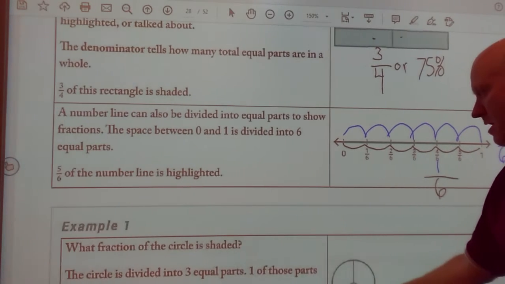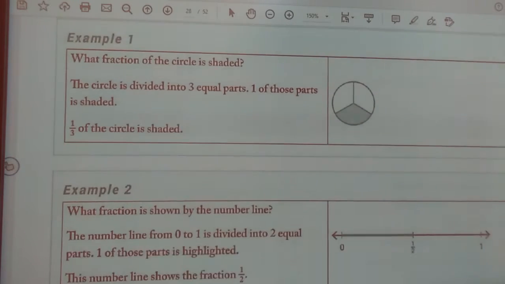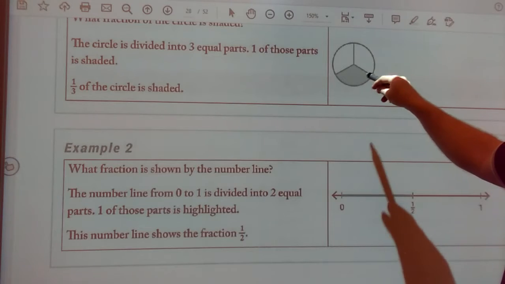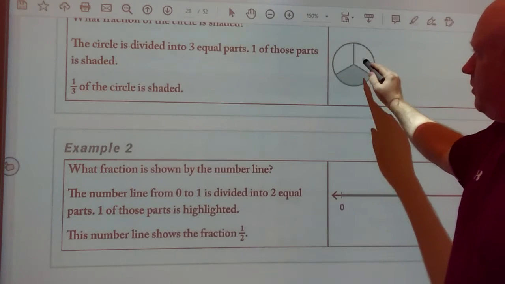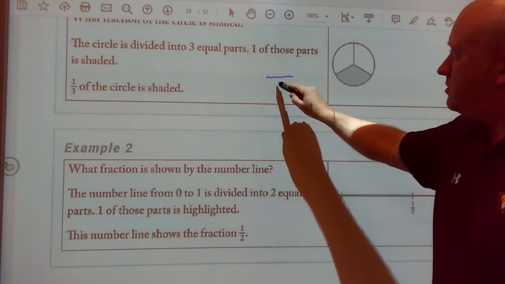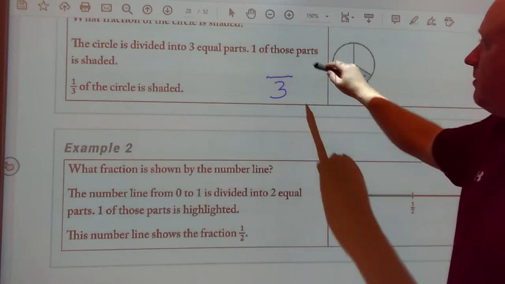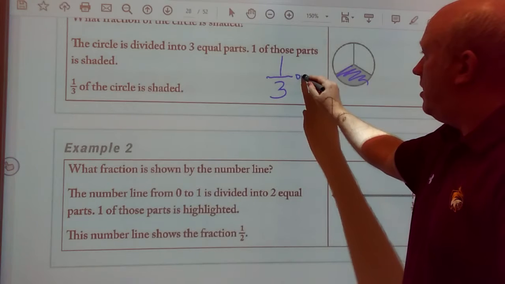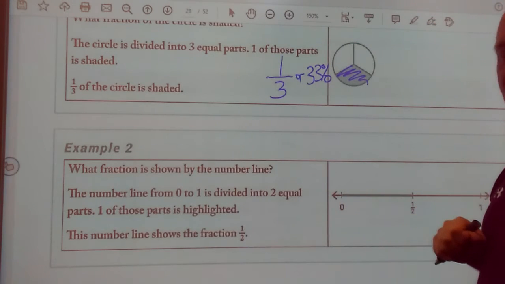Now, we can also use another shape, a circle. We can do a fraction of a circle. We draw the circle into 3 equal parts. Okay, 1, 2, 3. So my bottom number is going to be a 3 because there are 3 parts, and we only got 1 shaded. So my top number is going to be a 1. So that means 1/3, or 33%, of the circle is shaded.